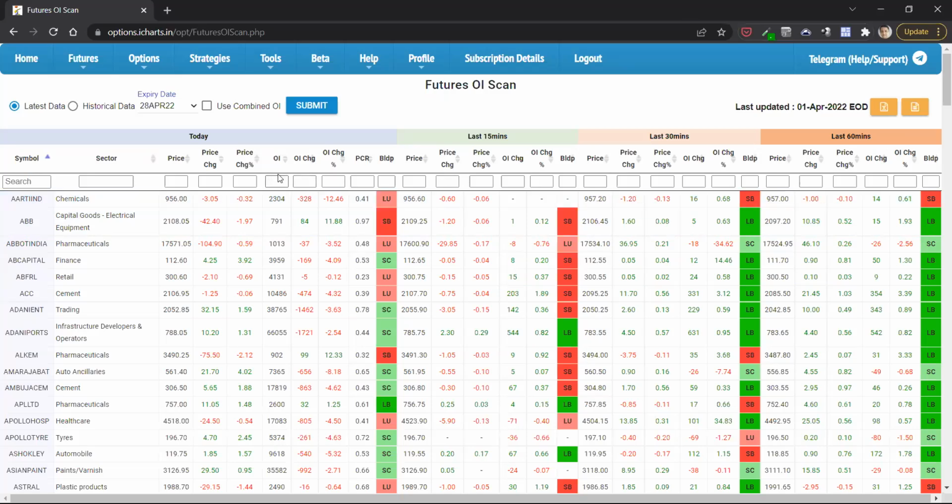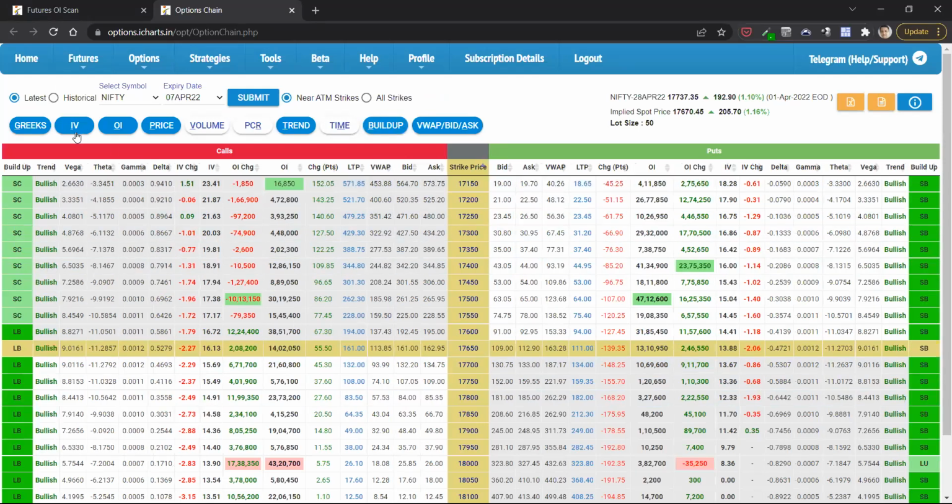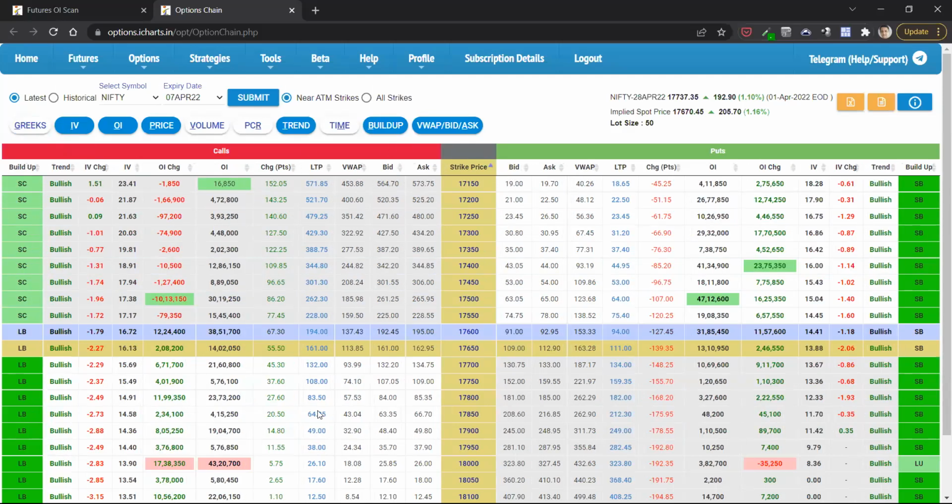And the thing that I do is, if the market is bullish, and for checking if the market is bullish or bearish, the fastest way to do that is to check at the money here, this trend column. Enable the trend column. This is based on OI buildup. So let me turn off Greeks for the moment. So this is buildup here, and based on this, the trend column does the interpretation.